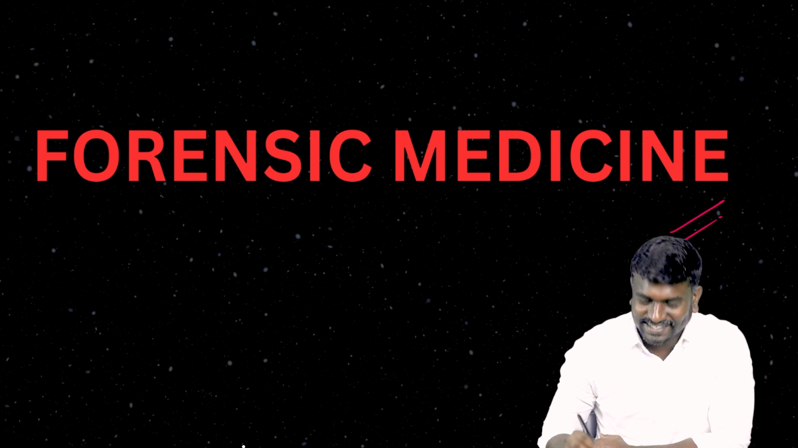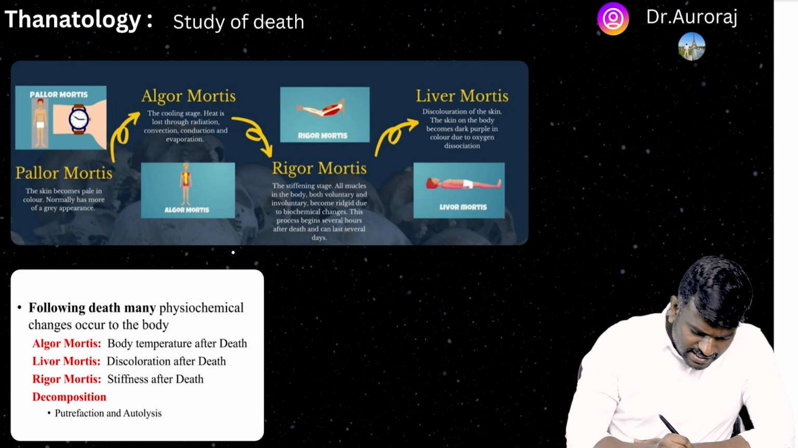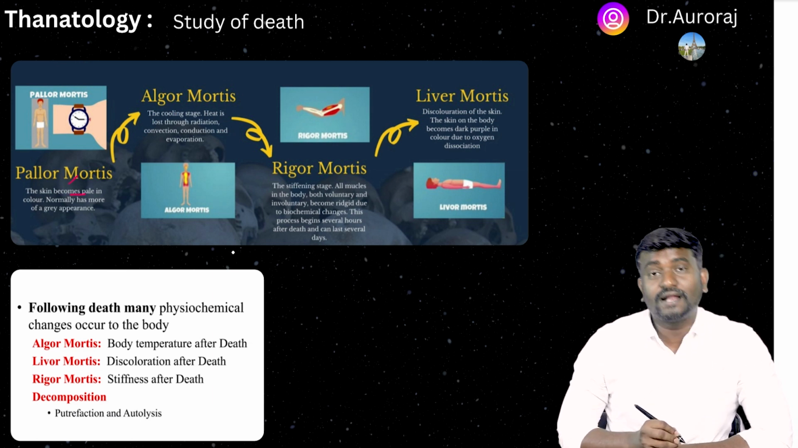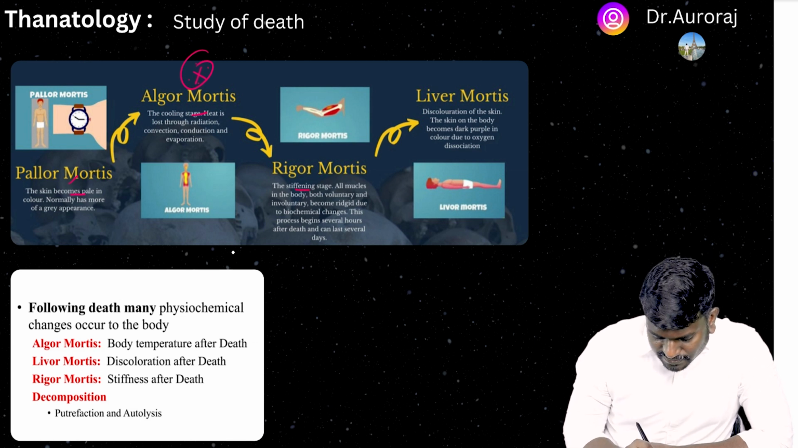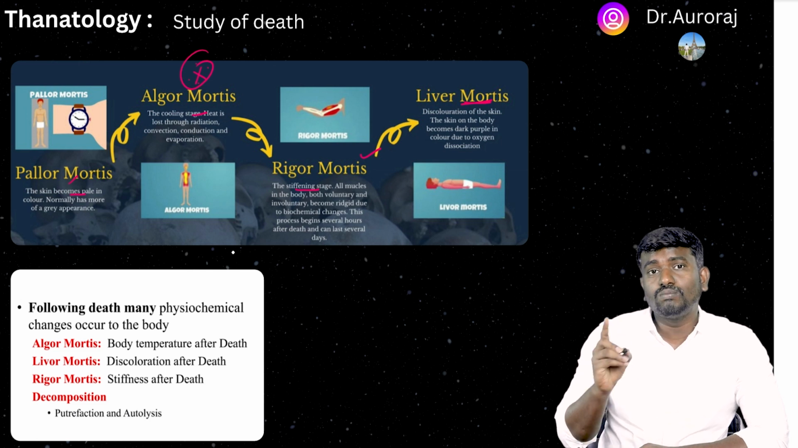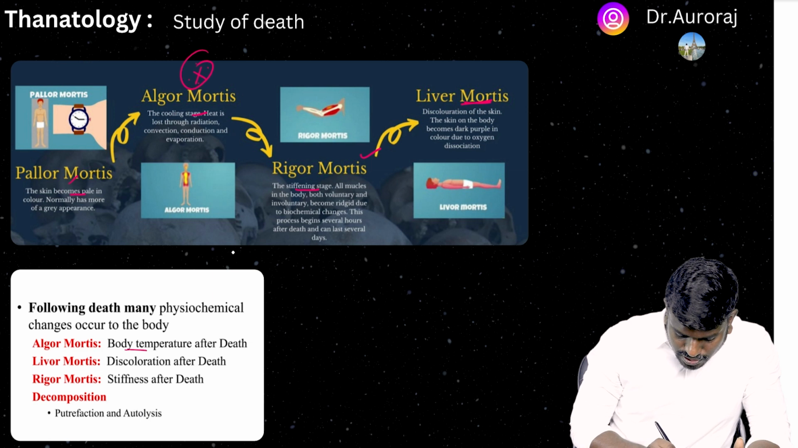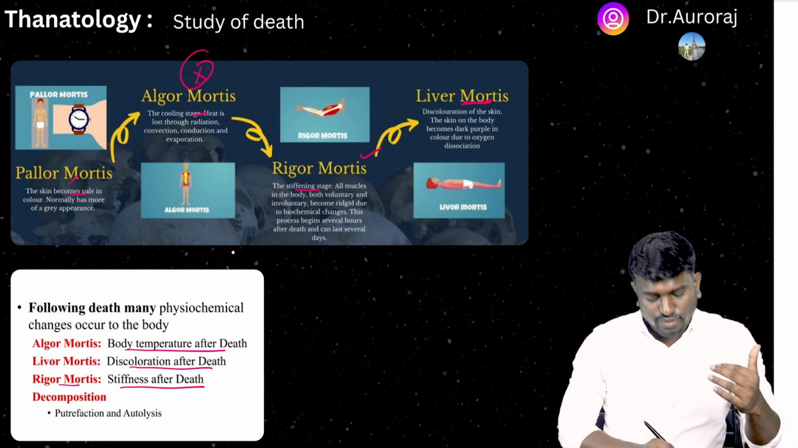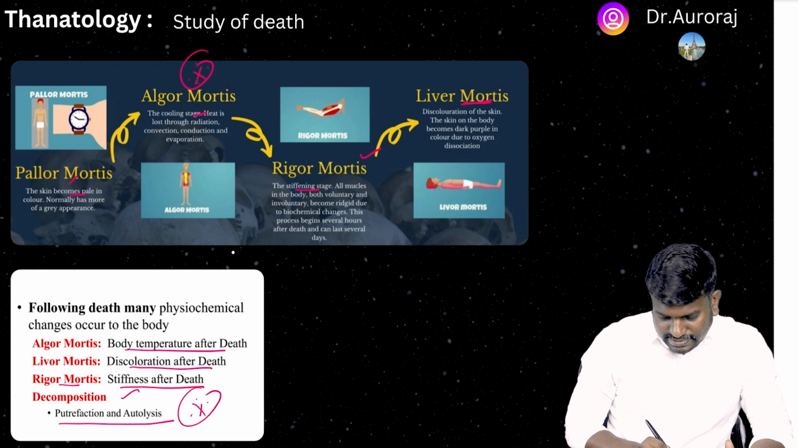Let's study forensic medicine. Let's go. Starting with thanatology, it is the study of death. Yes, the skin becomes pale after death. It is called pallor mortis. You are going to remember algor mortis, which is going to be what? Cooling of the body, and stiffening of the body is called what? Rigor mortis, and the discoloration of the skin is called what? Livor mortis. Yes, what is happening after death is algor mortis. The body temperature reduces after death. Livor mortis, discoloration after death, and then the rigor mortis is going to be what? Stiffness after death. Followingly, what will happen? Decomposition, which will lead to putrefaction and also autolysis.